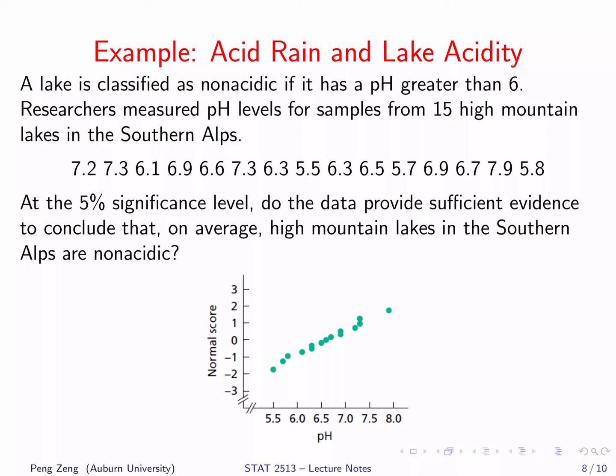In this problem, we want to compare the mean pH level with 6. We do not know the population standard deviation and need to use a one-mean t-test. The sample size is 15, which is small, so we need to check the normality assumption. The one-mean t-test is applicable for a small sample size only when the population's distribution is very close to normal. The normal probability plot is displayed in the slide. All points roughly fall on a straight line, which indicates that the normality assumption is appropriate.